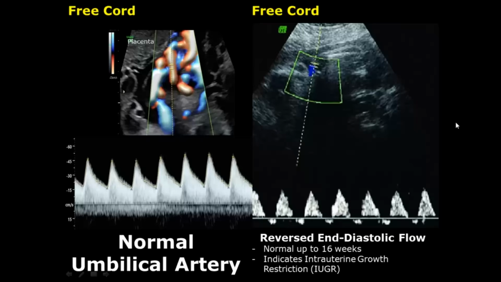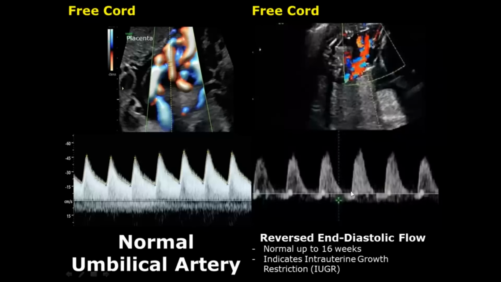But this pattern is normal up to 16 weeks. But after 16 weeks, it can indicate intrauterine growth restriction. In this image, you can also see velocity below the baseline indicating flow reversal. This is a sign of intrauterine growth restriction.